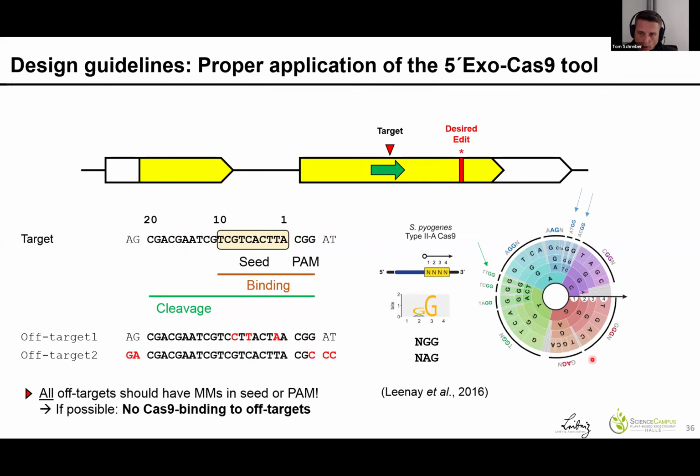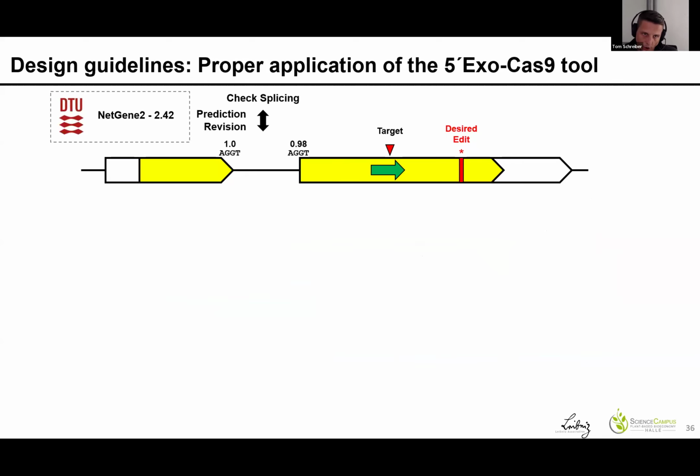If you're not sure how the mutation of the PAM motif affects Cas9 DNA binding, I would recommend using this PAM wheel published by Chase Basil's group. To cut a long story short, if possible, try to find on-targets that have no Cas9 binding of targets somewhere else. What I also do then is to check splicing here.